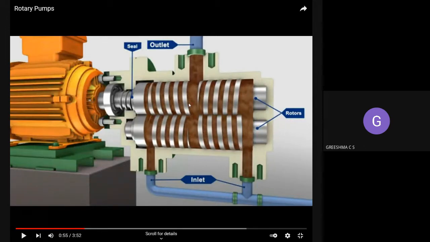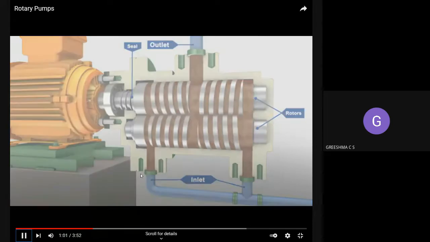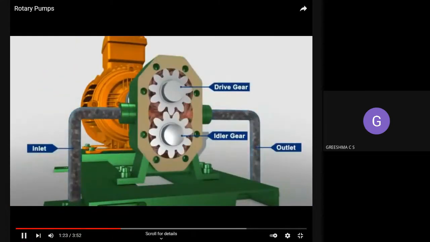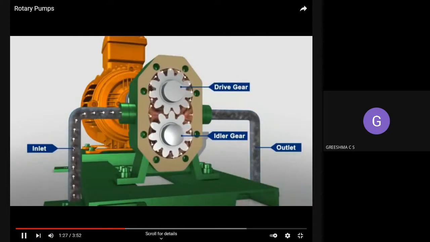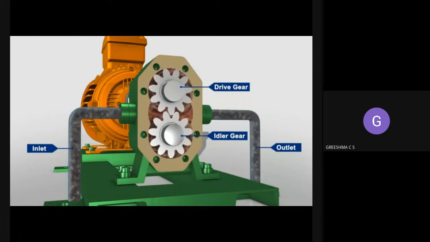Okay, this is the lengthwise view, that is the longitudinal view of the rotary pump. Same thing is happening over here, you can see. See, this is a cross-sectional view. So that is the rotary pump.